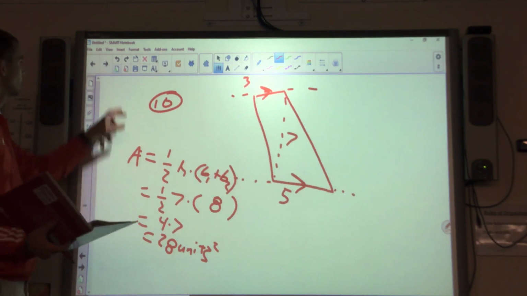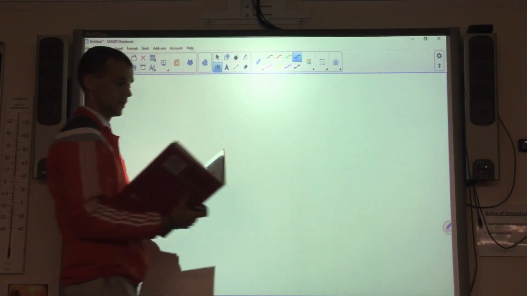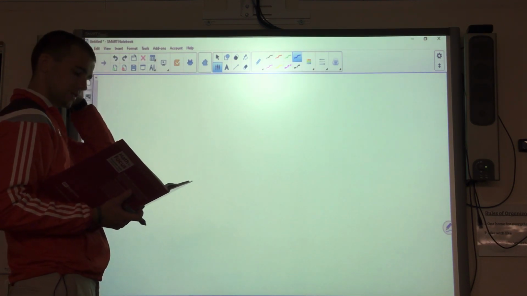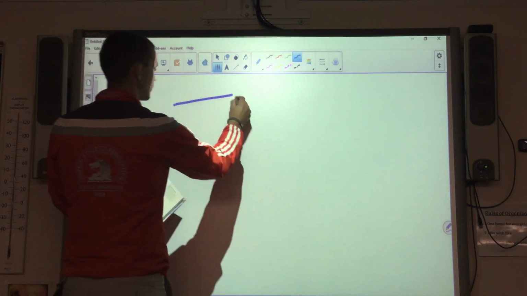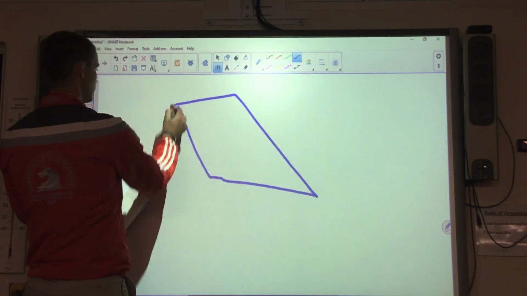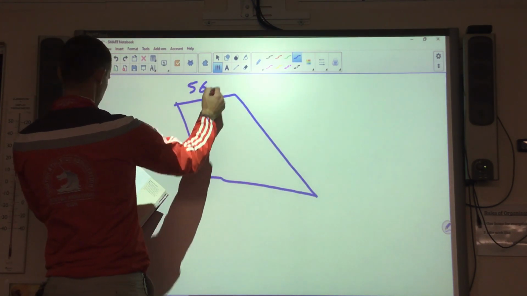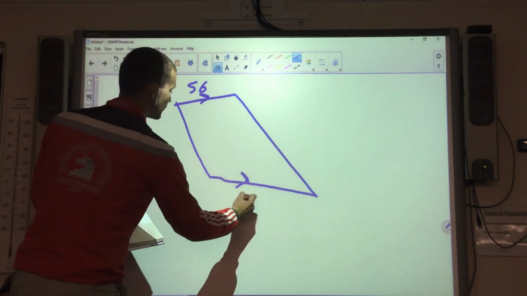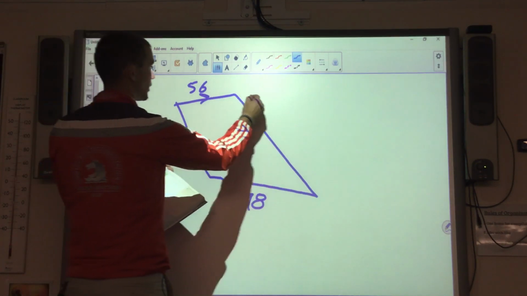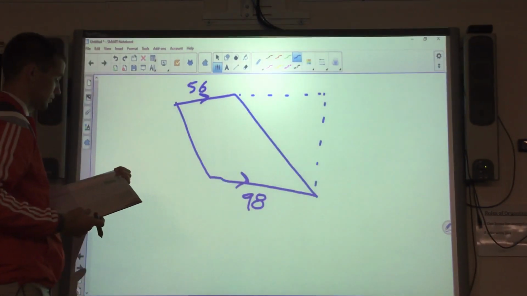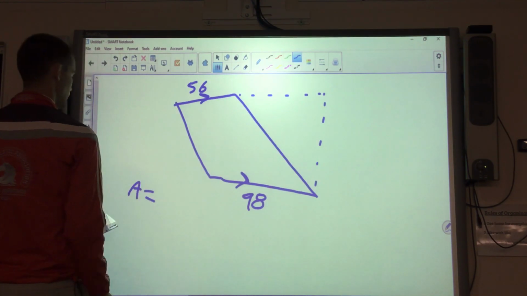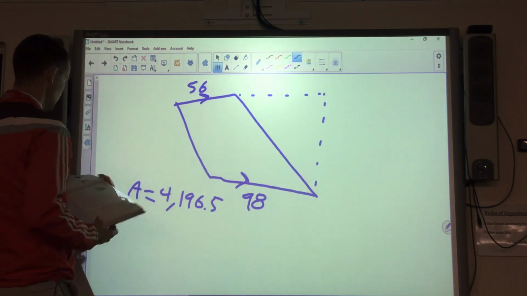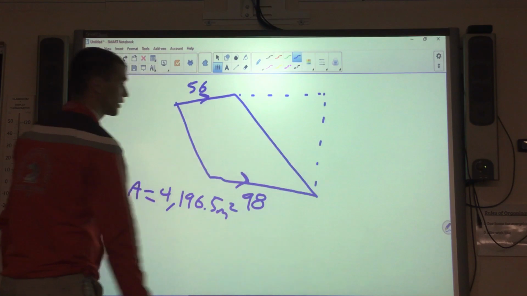There's only one more section, and that's not going to take much time. It says apply the formula for the area of a trapezoid. So it's basically taking this and applying it to really big areas. It says this is 56. These are supposed to be the parallel sides, by the way, and that doesn't really look like it, but those are the bases. 56, 98. You've got these dotted lines right here, and it gives the area: 4,196.5 meters squared.